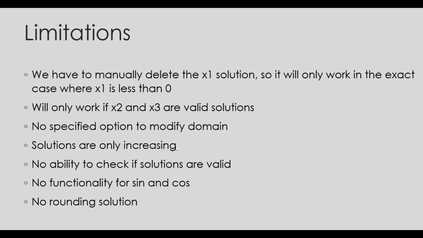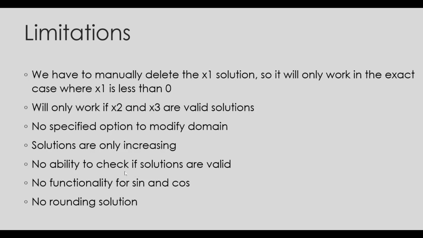So the next one, solutions are only increasing. Now, what we mean by that is when you're trying to find paired solutions for trig functions, you're adding 2 pi to them. Now, you can also go backwards. There might be solutions lower than the principal value, not higher than the principal value as well. So we've only done ones that are increasing from the principal value, not the lower ones.